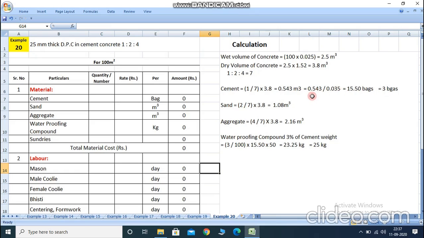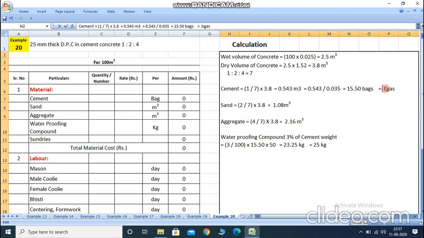Clear? So here the total number of bags: calculate 0.543 divided by 1 bag volume, 0.035. So the total answer we got is 15.50 bags, which rounded up is 16 bags required to complete the work. Now the sand calculation: 2 parts of sand divided by 7 multiplied by 3.8. So we got the answer 1.08 meter cube sand, and the aggregate is 4 parts of aggregate divided by 7 multiplied by 3.8. So we got the answer 2.16 meter cube.